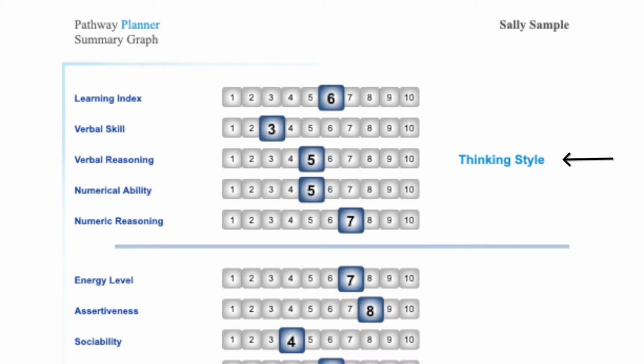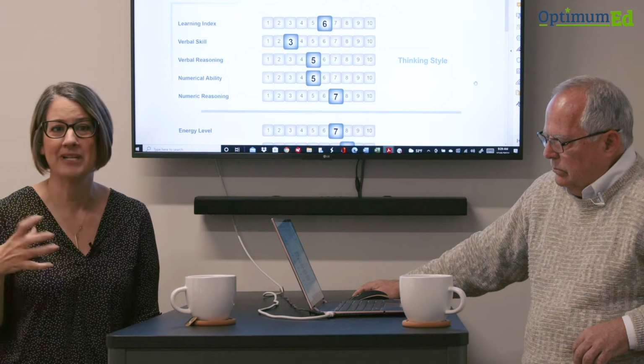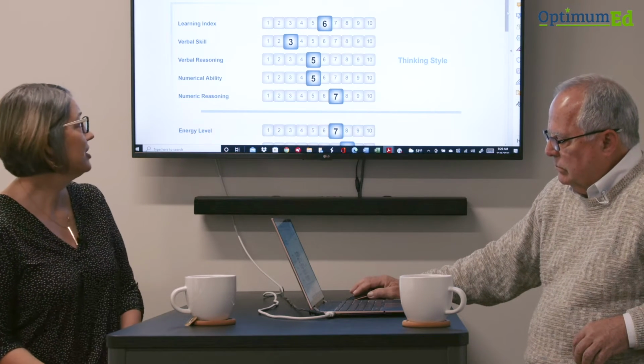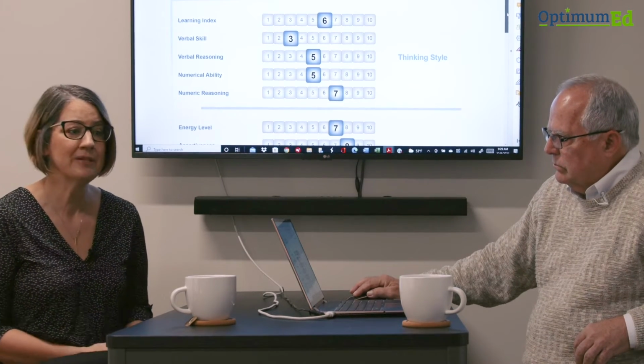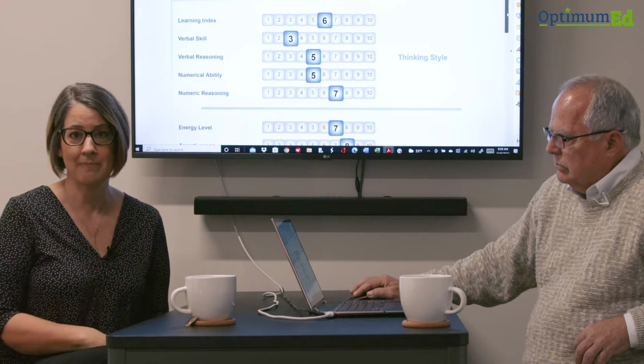So for example, looking at the thinking style, our Sally sample example has a number 6 for her overall learning index. And if you remember from the bell curve graph, a 5 is average, the majority of the population. So she falls right in the middle of the average score with a 6. She falls a little bit lower with her verbal skill, which is basic vocabulary knowledge. She is average as well with her verbal reasoning, which is problem solving using words and language. She is also a 5 average in numerical ability, which is basic math facts. And her highest is the numeric reasoning, which is a 7. And that shows problem solving using numbers, those basic word problem kind of things, okay? So she's a pretty strong score as a learning index overall of 6, which means that she is capable of doing a very large number of positions.